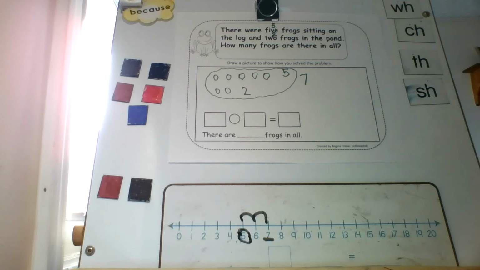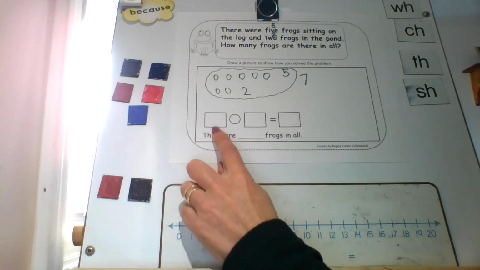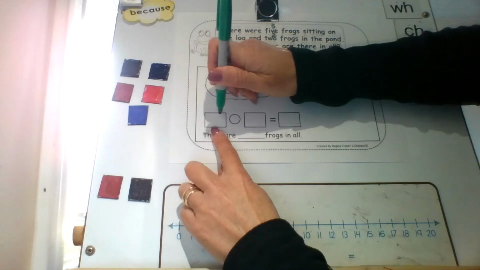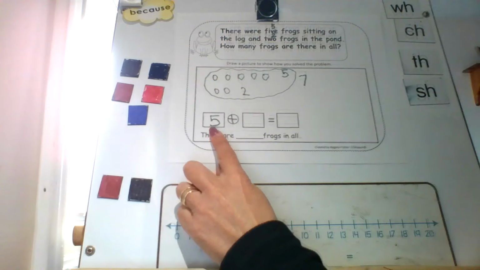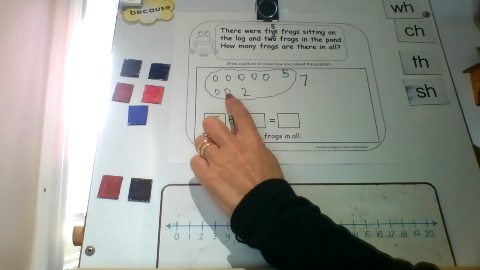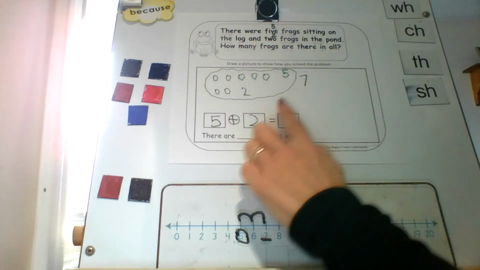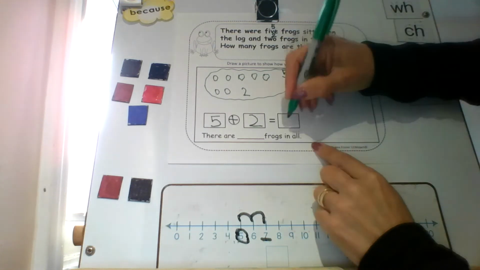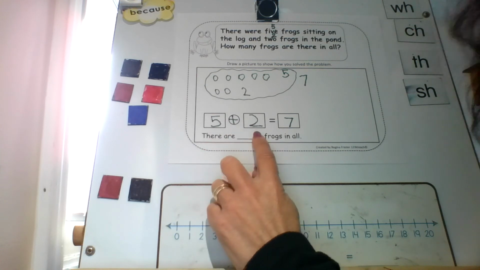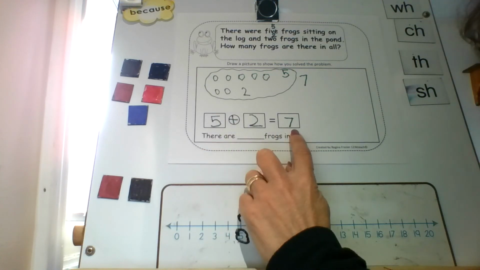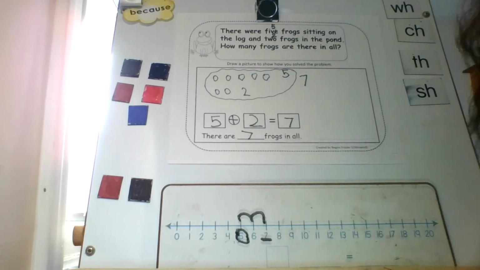So last thing I need to do is write my equation or my number sentence. So how many did I start with? 5, you're right. And I put these all together. We know all together means plus. How many more did I plus or add? 2, you're right. And when I count them all together, how many did I get? 7. 5 plus 2 equals 7. So there are 7 frogs in all.